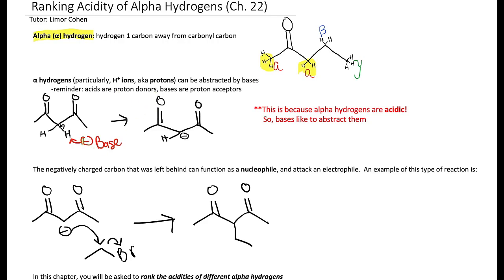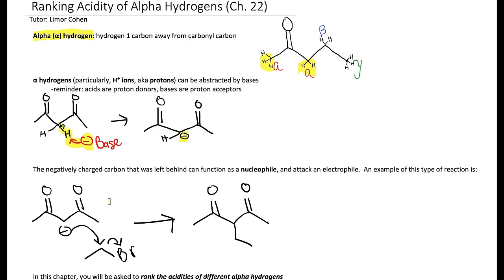So what our base will do is it'll use its lone pair of electrons to go out and grab a proton, a hydrogen. And then the electrons left between hydrogen and carbon are going to stay there. So that carbon is going to be left with a negative charge. This negatively charged carbon is actually a good nucleophile and it can attack electrophiles. You'll see a lot of reactions in chapter 22 in which an alpha hydrogen is abstracted, and that negatively charged carbon is a good nucleophile.